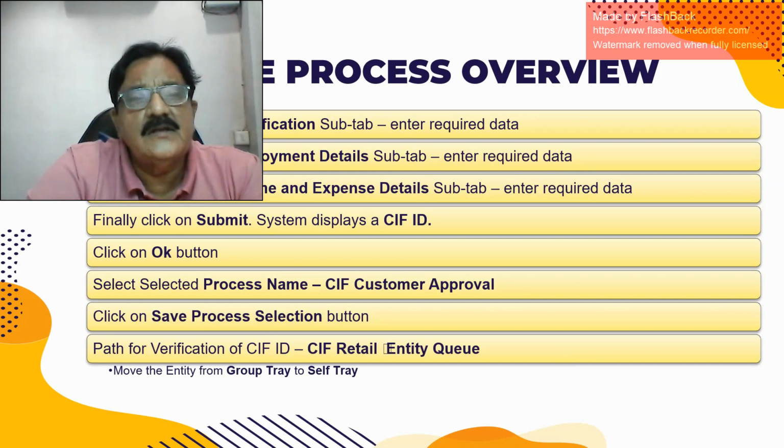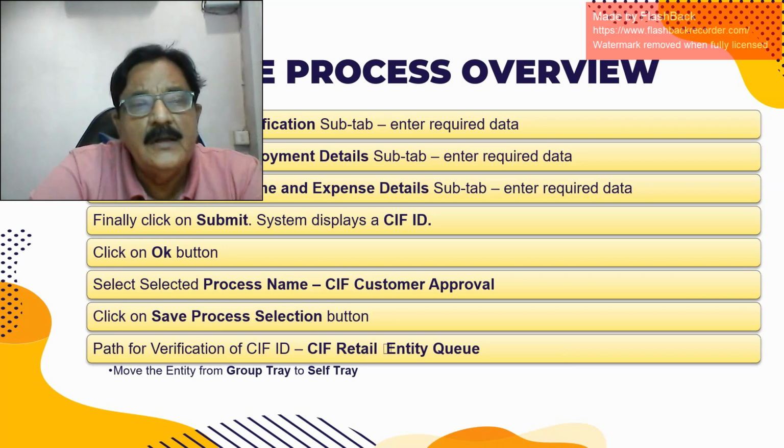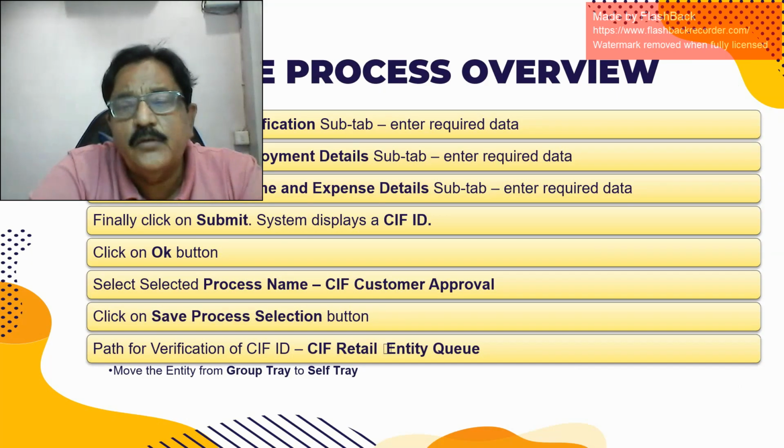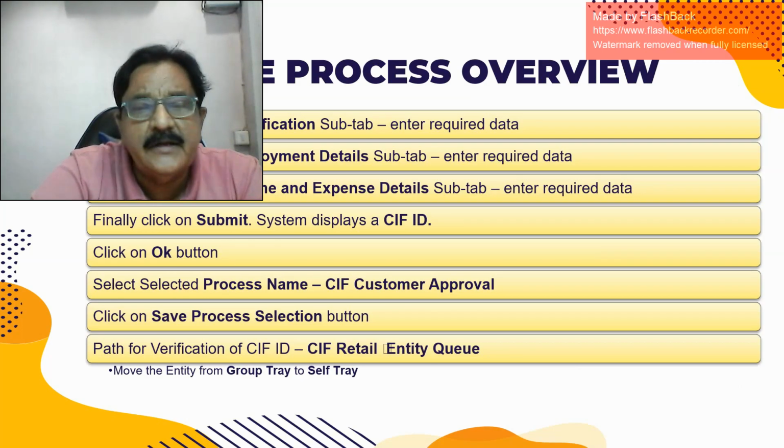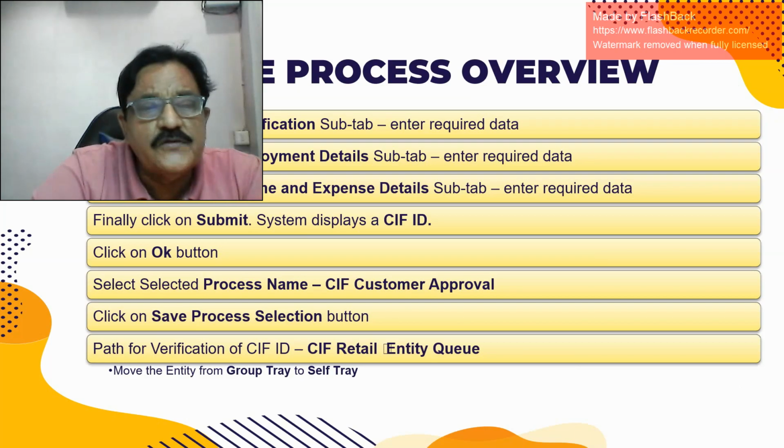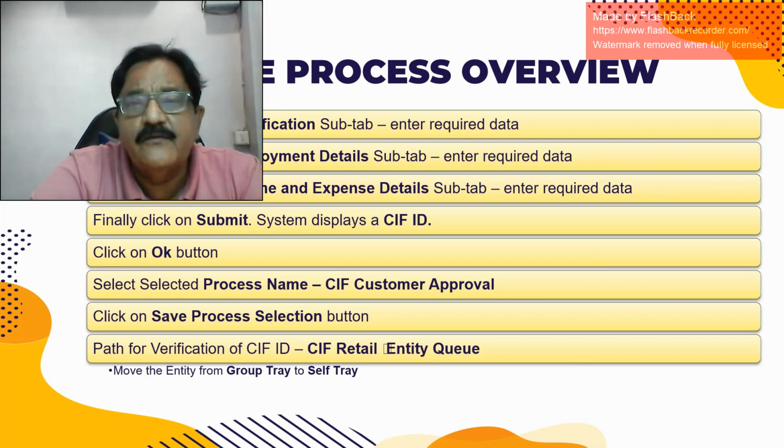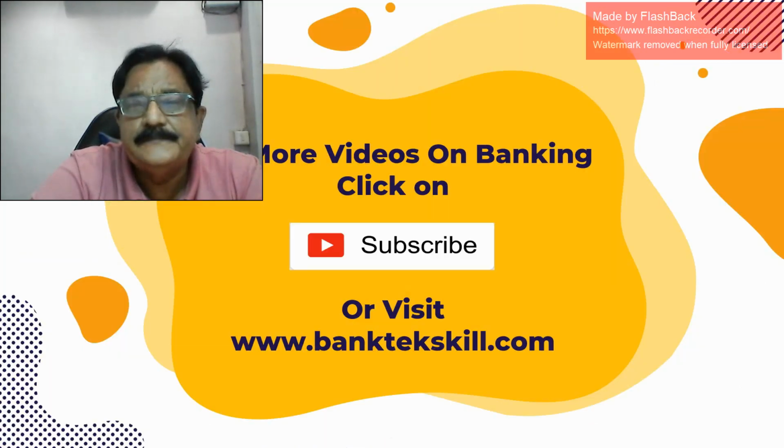Qualification in demographic, we have employment details, income, expenses, KYC details also, process name, KYC customer approval. Save, keep on saving it. It will move to the verifying officer's tray and it will appear in the entity queue. You can also modify by going to your entity queue. Any data that you felt has not been entered or you forgot to enter, you can enter here. So the entity moves from the group tray to the self tray for modification.